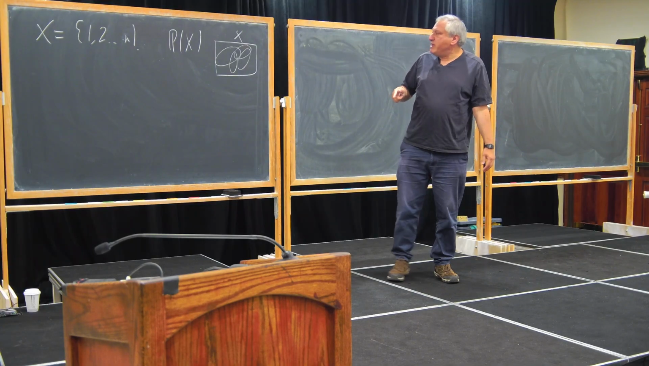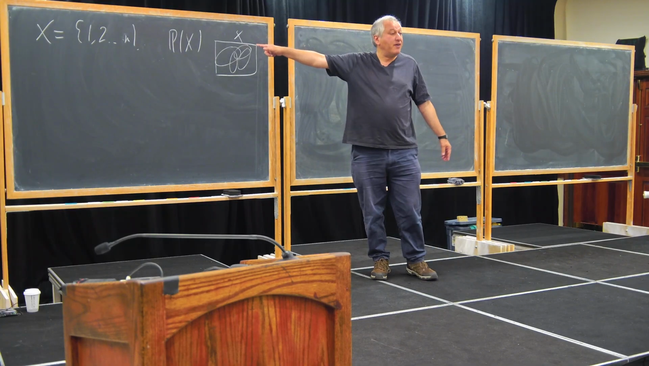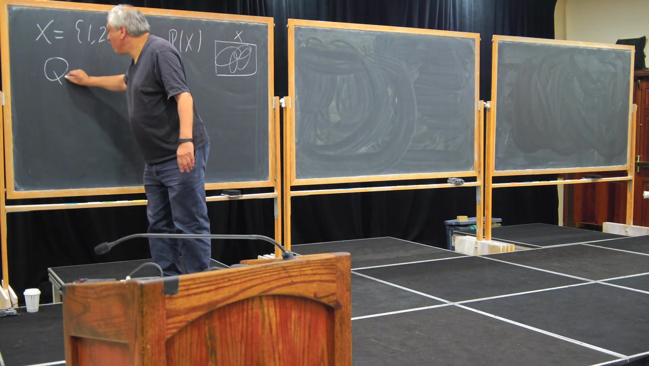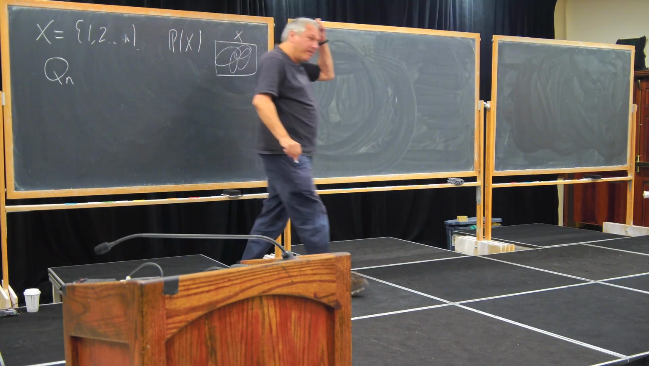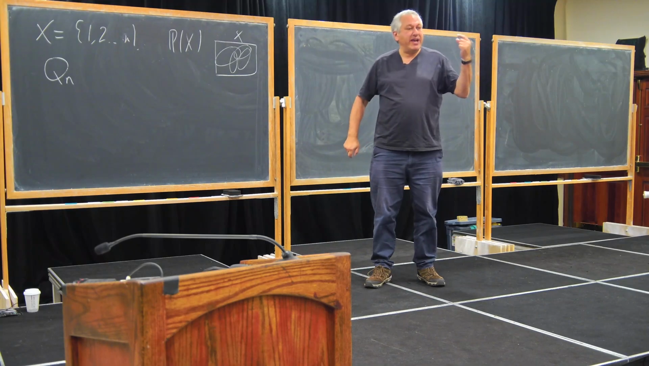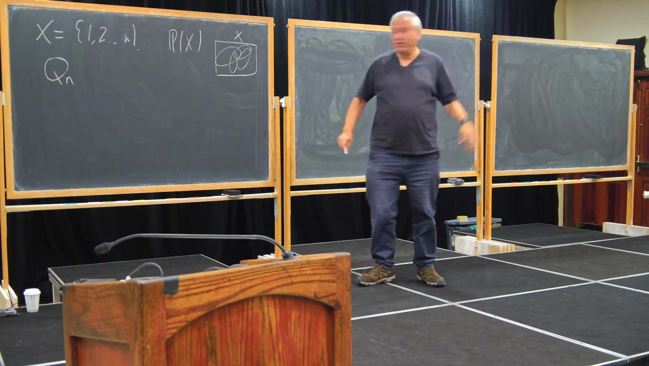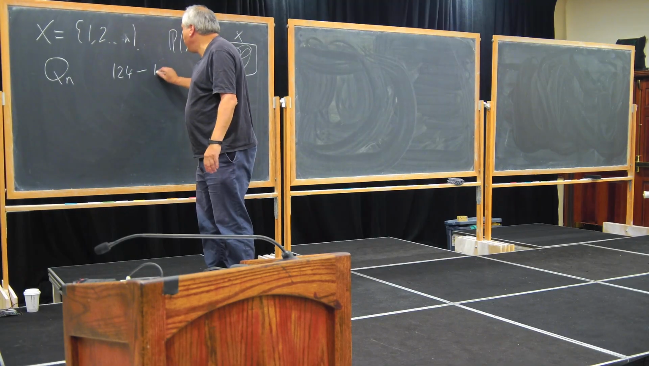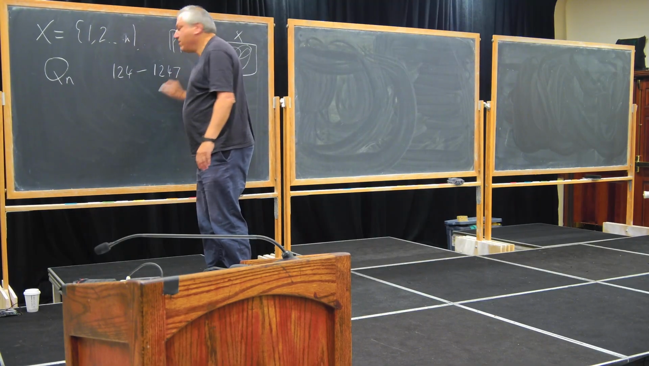Well, it turns out to be very convenient to make this into a graph called Qn, the discrete cube. And the way you make it into a graph is you join two sets if they differ in one element. So for example, the set 1, 2, 4 is joined to 1, 2, 4, 7.